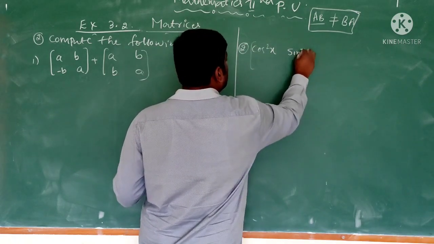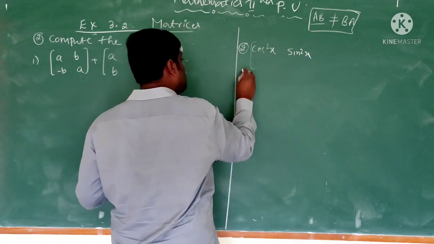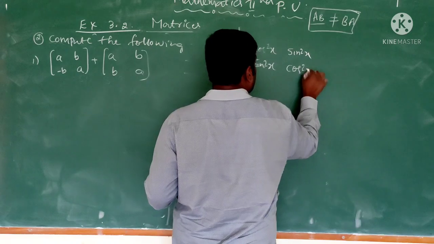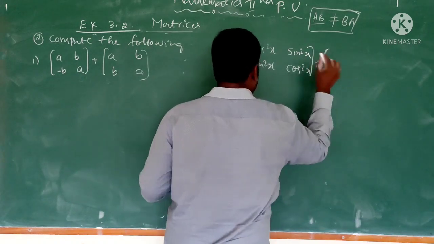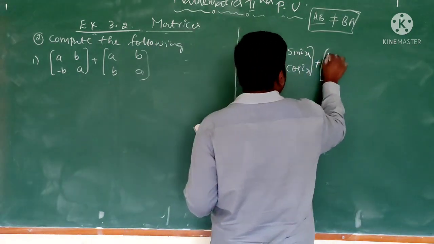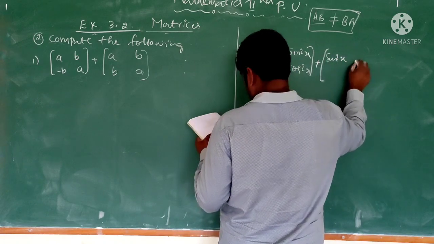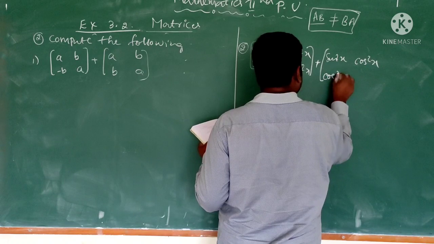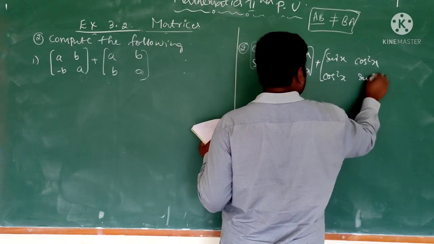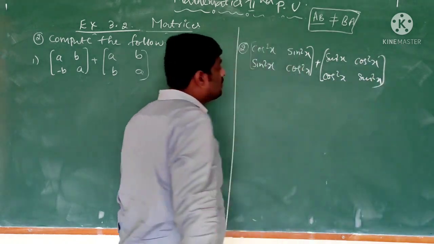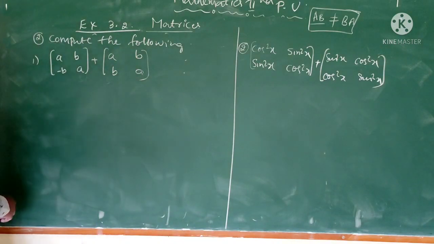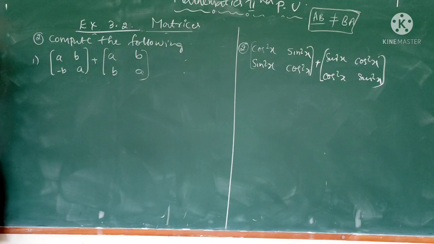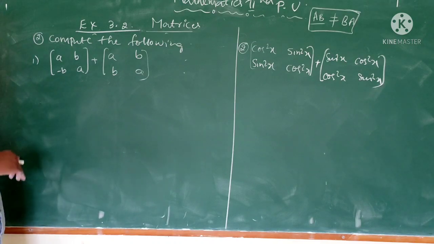cos square x, sin square x, cos square x plus sin square x, cos square x, sin square x. Okay, so dear children, according to what the indication is, that means we can add or subtract.